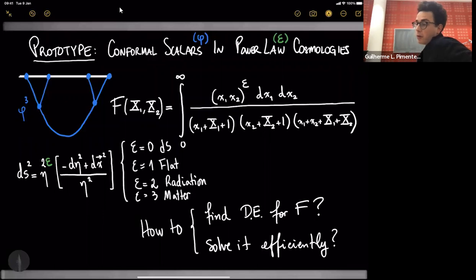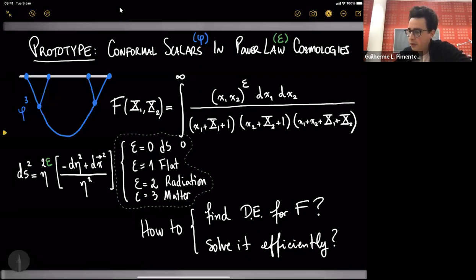We're going to look at conformal scalars, but now we're going to relax the symmetry assumption. In particular, we're going to look at almost completely generic FLRW cosmologies. We're going to look at power law cosmologies. Instead of ordinary de Sitter space, we're going to have power law cosmology controlled by a parameter, an exponent epsilon. A lot of interesting cosmologies are captured by different values of epsilon.